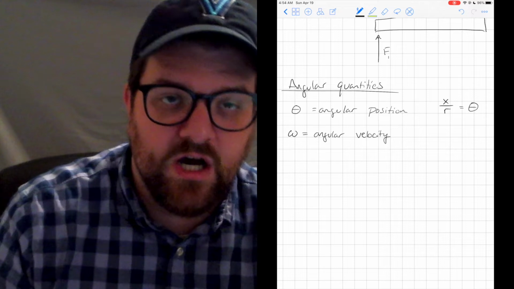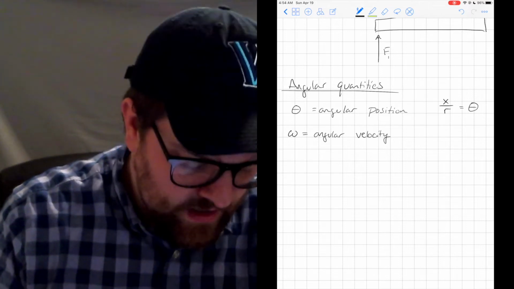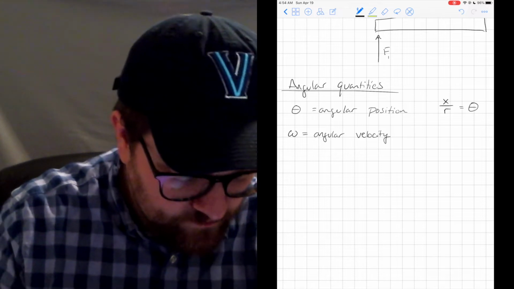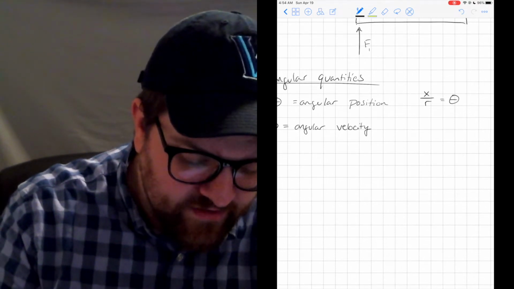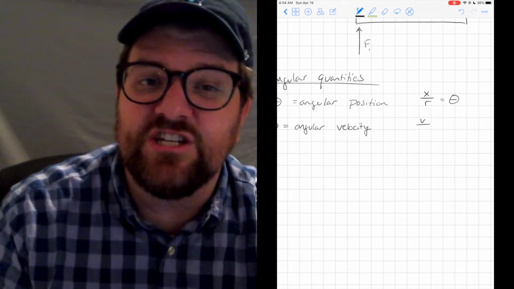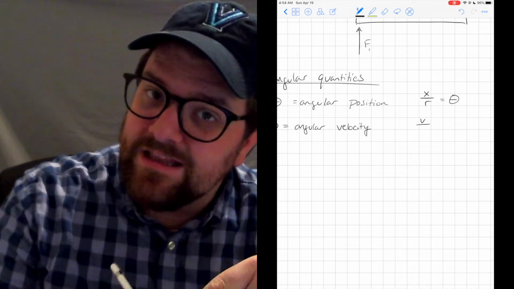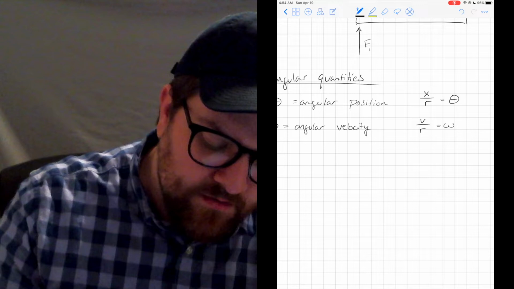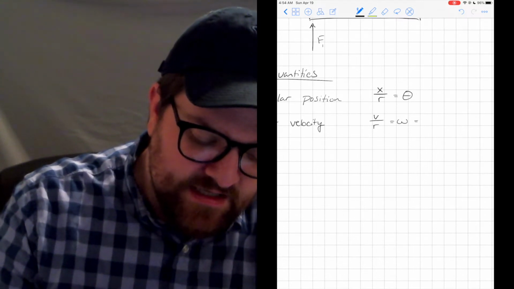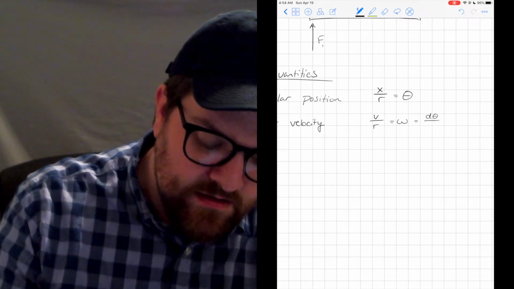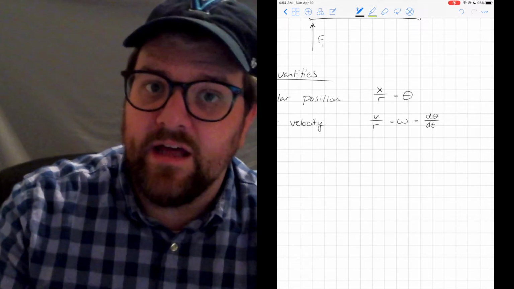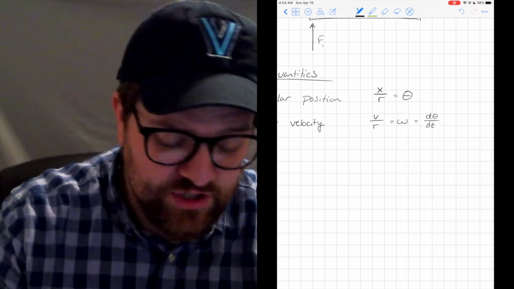I'm going to be talking about omega, right? Omega here, the little curly w, is our angular velocity. We can say v, our tangential velocity, our linear velocity, divided by r is equal to omega. We could also say that omega is equal to d theta dt. How fast am I going through an angle? Am I changing my angular position?